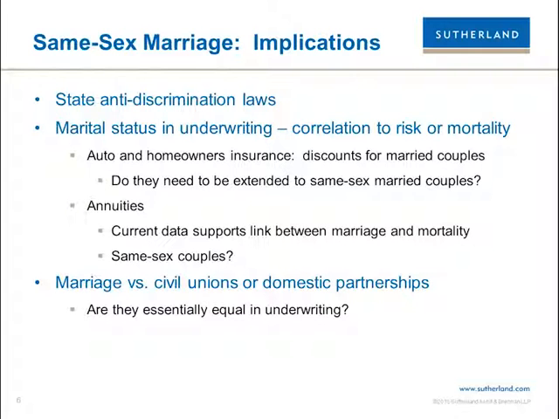And as to annuities, the current data does support links between marriage and mortality, and that's allowed the use of marital status as a factor in annuities underwriting and withstanding challenges to that. But there's currently no data available for same-sex marriages, and to complicate things more, civil unions or domestic partnerships. So those could also raise legal issues relating to anti-discrimination laws, about how same-sex marriage status might affect underwriting decisions.